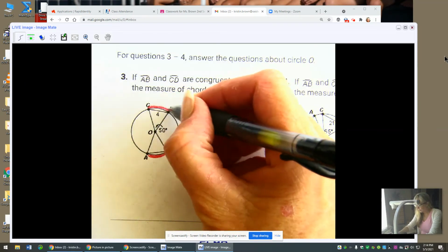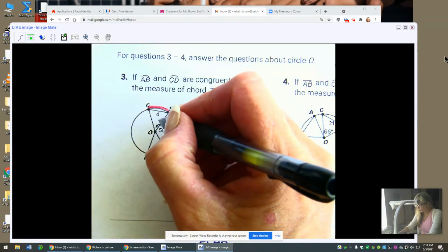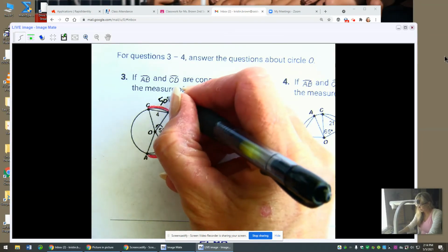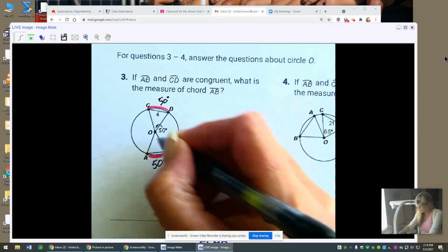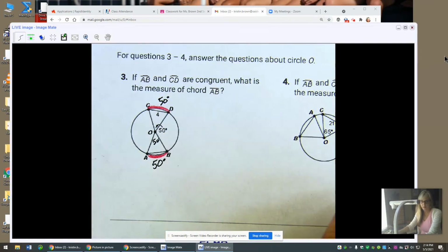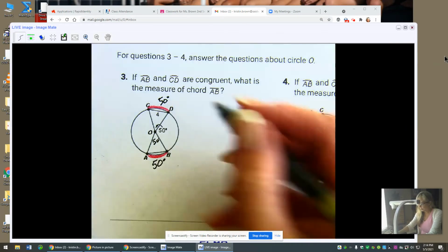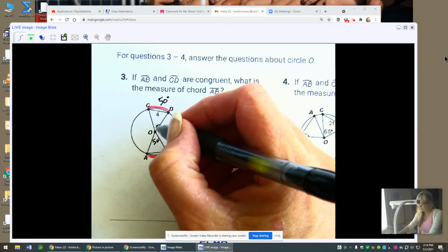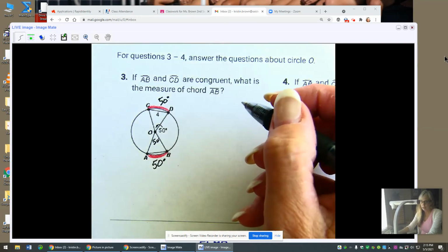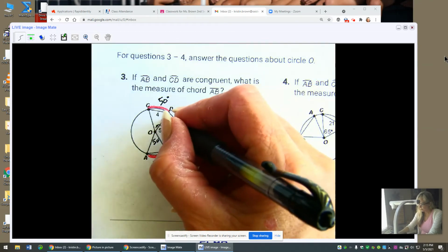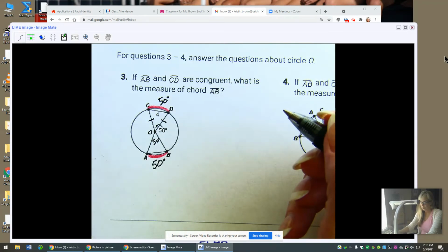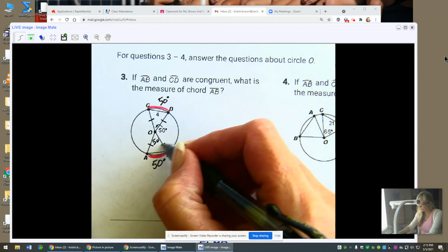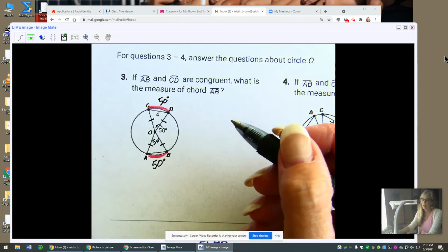So if these arcs are the same, we know their central angles equal the arc. So we have 50 degrees here, and this one's 50 degrees, which makes this angle 50 degrees, okay? We also know, looking at this triangle, OD is a radius, and OC is also a radius. Even though I don't know the measure of the radius, I know those are equal. And over here, OA is a radius, and OB is a radius, and they're equal to the other two radii.